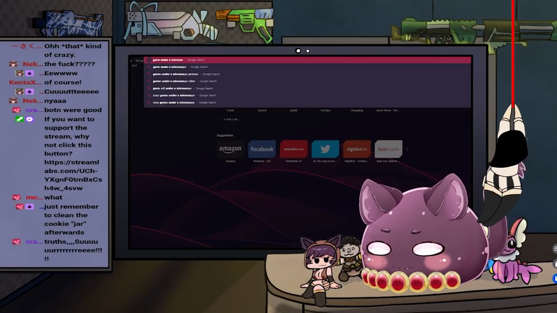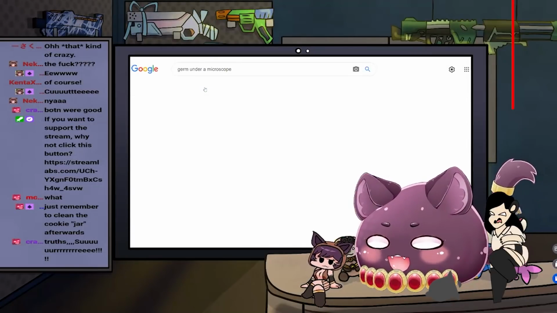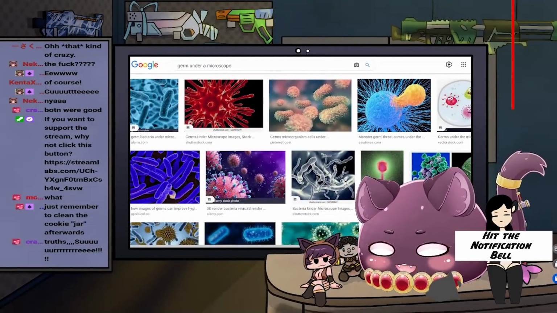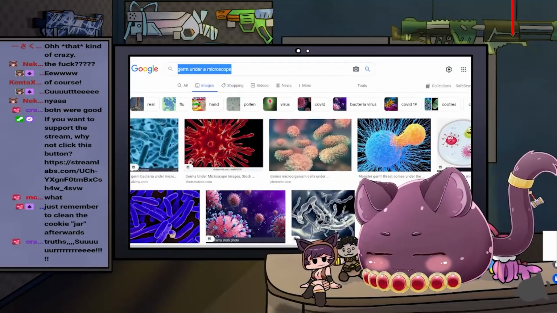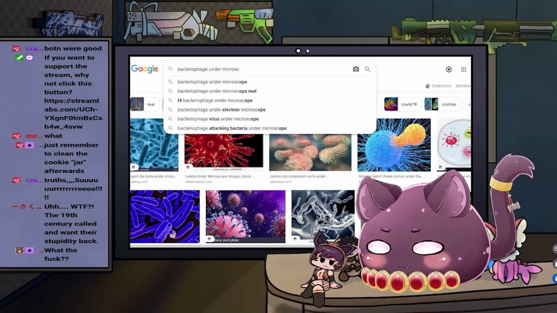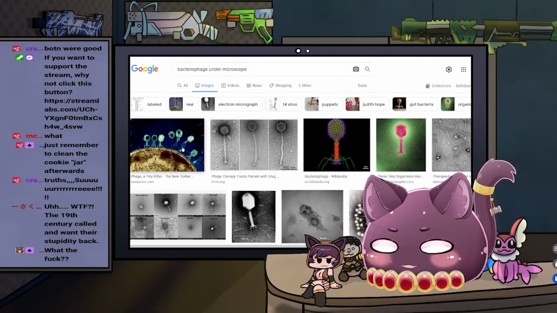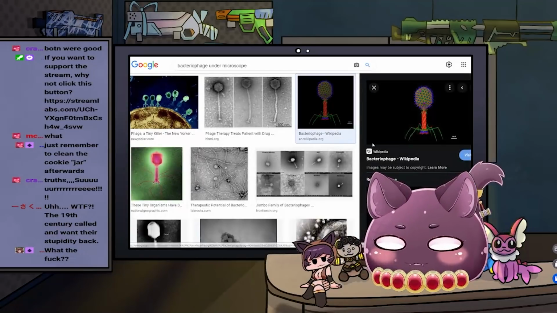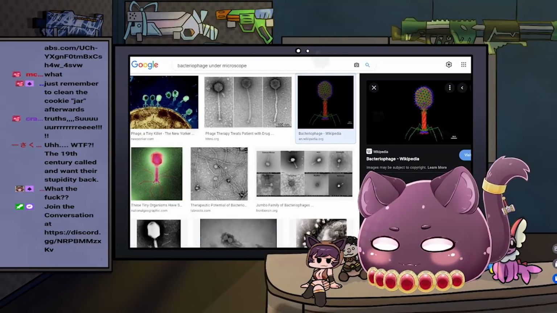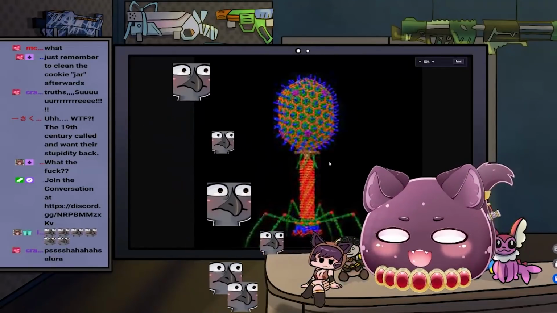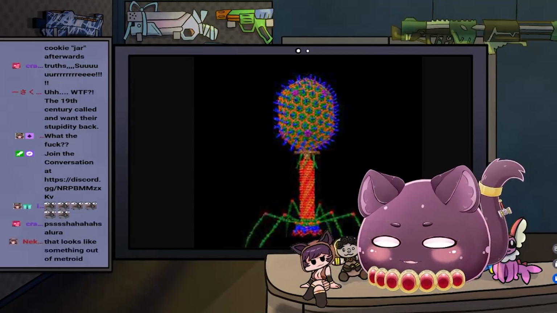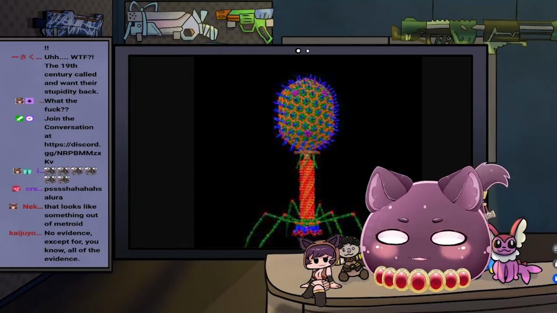Germ under a microscope. Right. Pretty sure we've got quite a few images of what germs look like under microscopes. In fact, actually, let's go ahead and look at a bacteriophage under a microscope. I love how these things look. Bacteriophages look gnarly. Look at these things. These things look fucking cool. Let me go ahead and open that image alone so that I can... Yep, there we are. This is a bacteriophage. Again, I think they look neat. But, yeah, no. The reason that we know what these things look like is because we've seen them under a microscope.